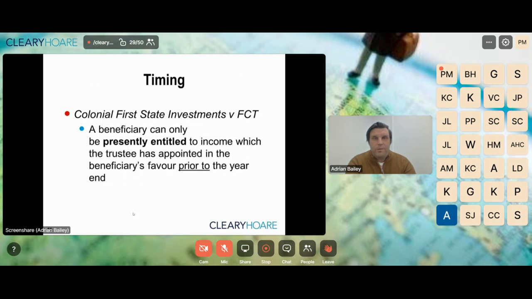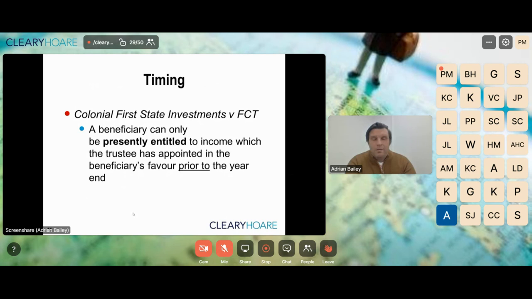In terms of timing of when we need to be presently entitled by, we turn to the cases for that, and one of the cases to turn to is Colonial First State Investments and the Federal Commissioner of Taxation. And it says that a beneficiary can only be presently entitled to income which the trustee has appointed in the beneficiary's favour prior to the year end. So what that means, obviously, is that if we want to make sure that our beneficiaries are presently entitled and our beneficiaries are paying the tax rather than a trustee, we need to be making our resolutions prior to the year end.